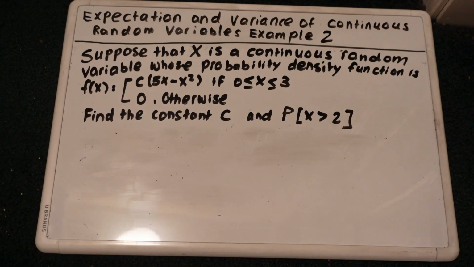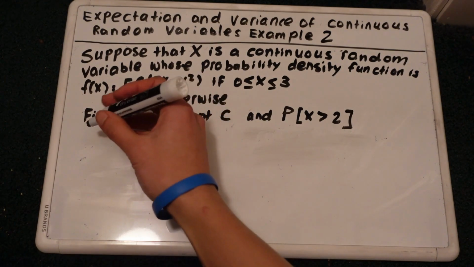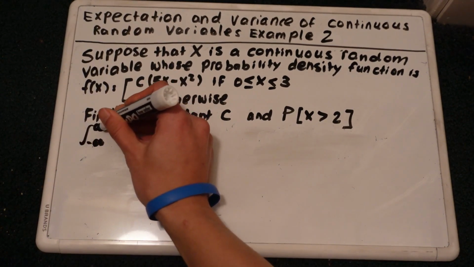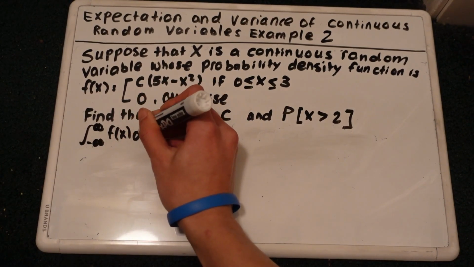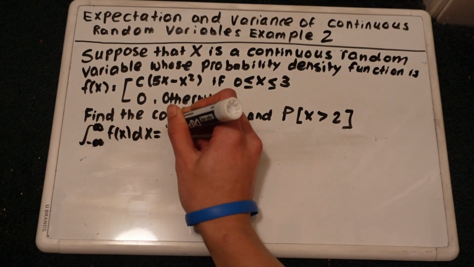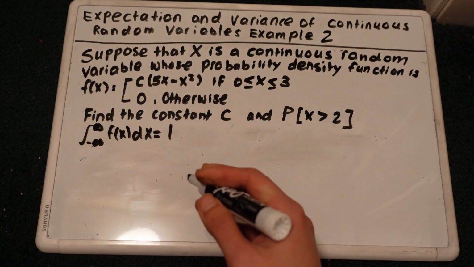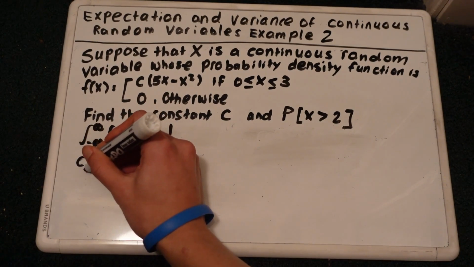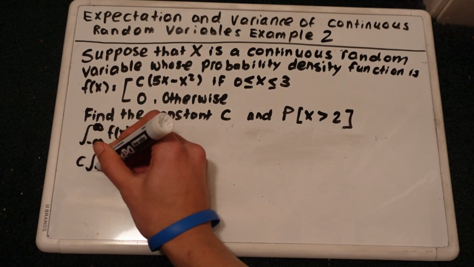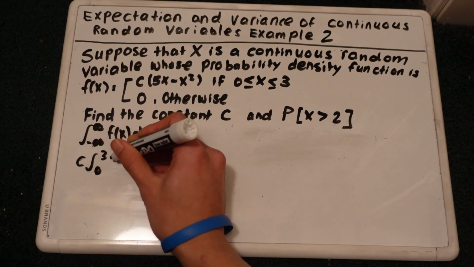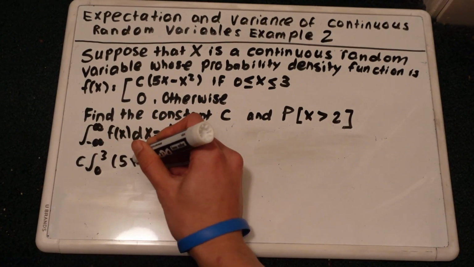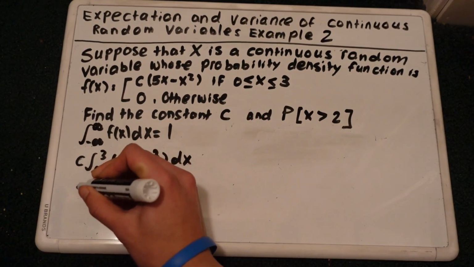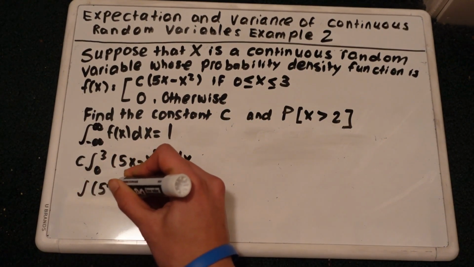Since f is a probability density function, let me write it down, that the integral from negative infinity to infinity of f of x dx is equal to 1. In this problem, we're trying to find the constant c. So what's given is, I'll take out the c, the integral from 0 to 3 of 5x minus x squared dx. Now I'll just solve this integral here.